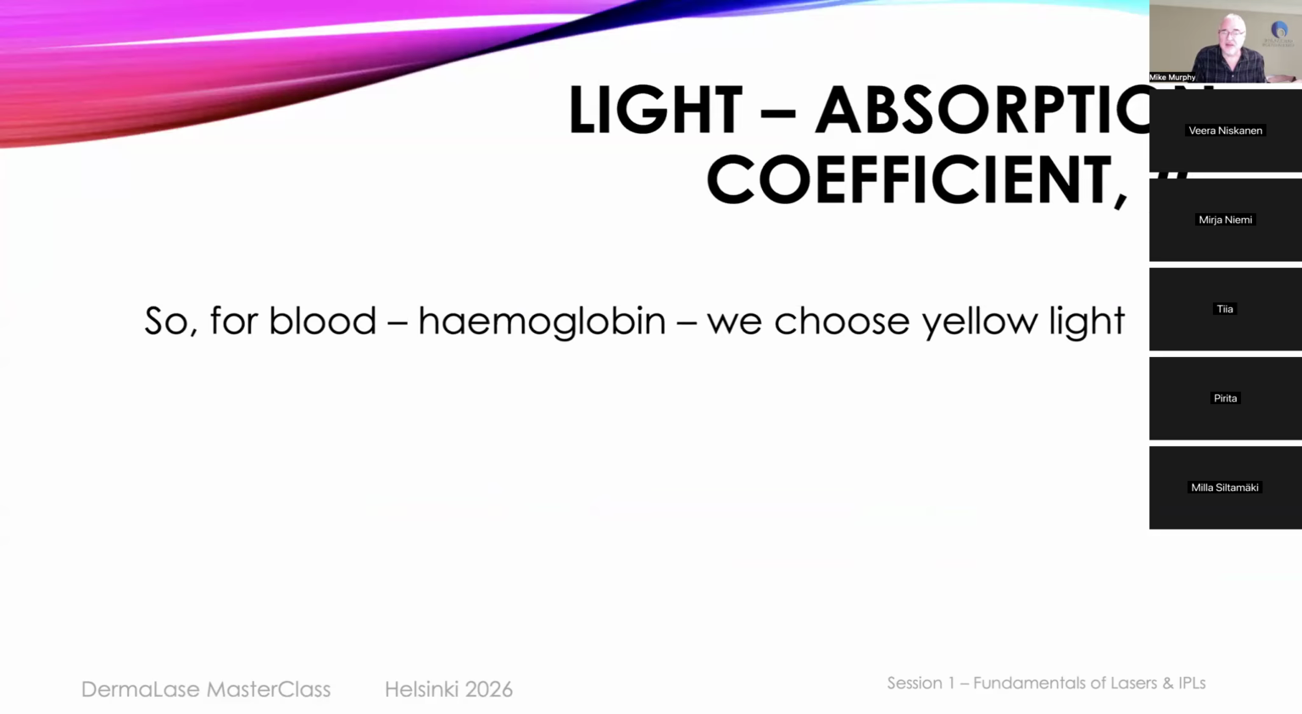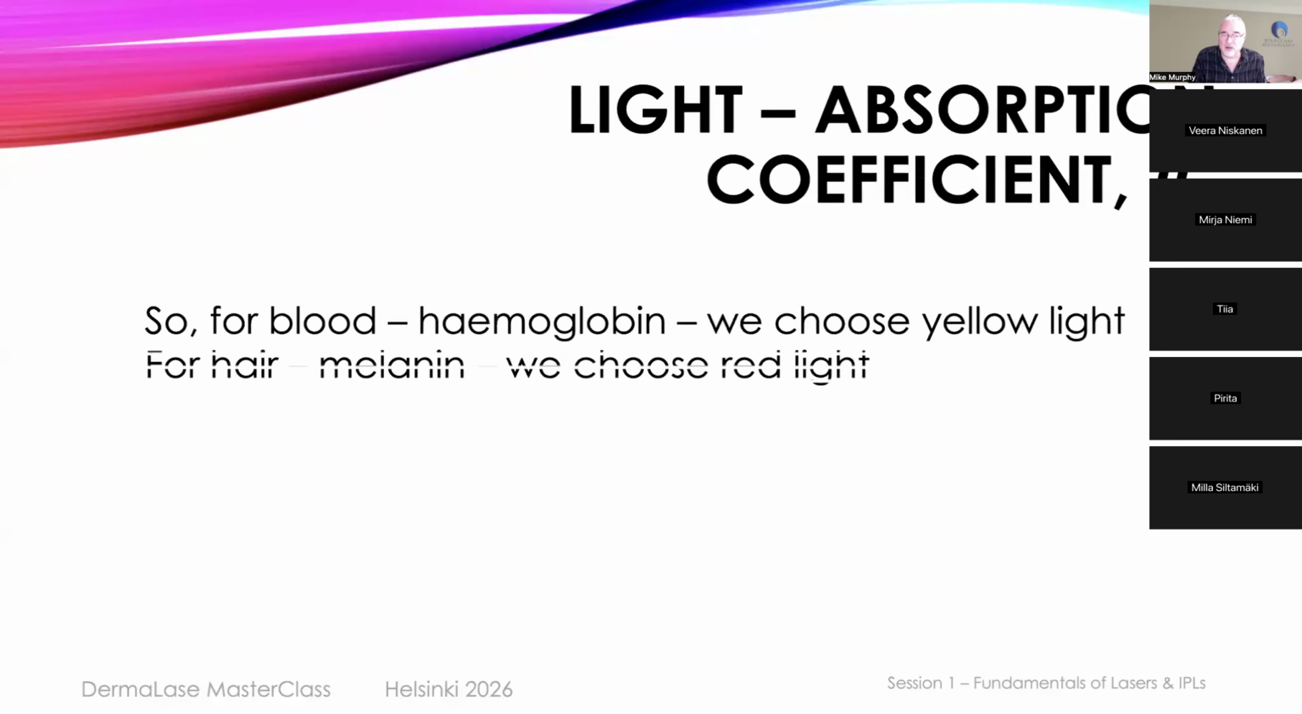So for blood, like I said, we target the hemoglobin in the blood, and the absorption coefficient of hemoglobin means we use yellow or green light. For hair, we're targeting the melanin, but we specifically want to target melanin in the deep part of the hair and down in the bulb, as you'll see this afternoon. So we choose red light because red light will penetrate deeply into the skin and still be absorbed.